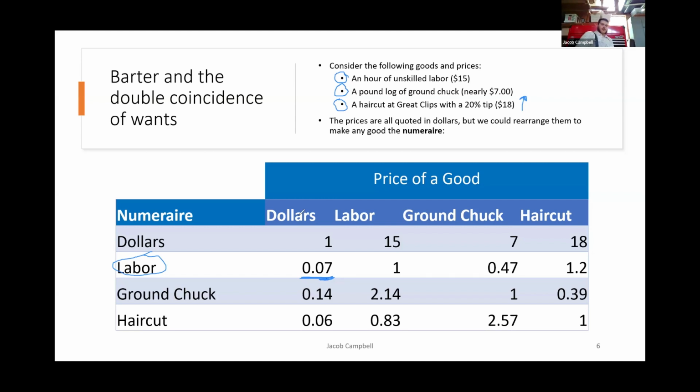Well, if we were to express the price of dollars in terms of labor, then you would see that it would be 7/100ths of an hour. Yeah, I didn't translate into minutes. Maybe I should have. Or instead of saying that ground chuck costs $7, we might say it costs half an hour. Or that haircut costs 1.2 hours, an hour, 12 minutes. Because that's how much of your time you would have to give up in order to acquire one of those other objects.